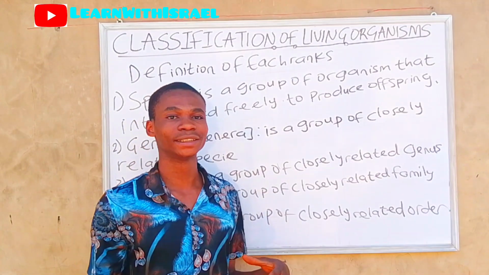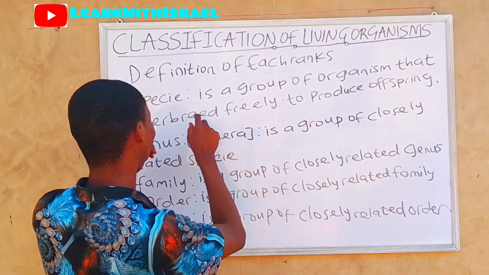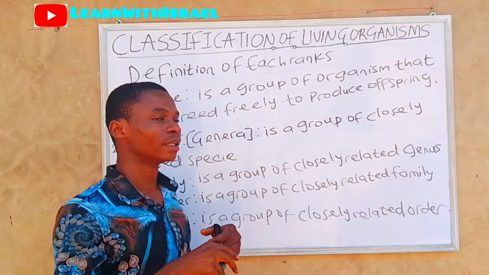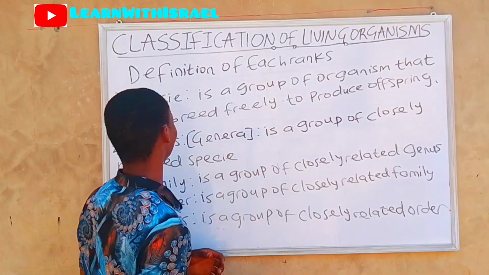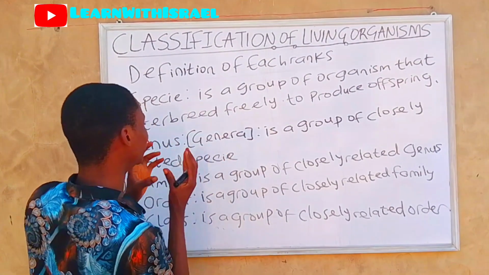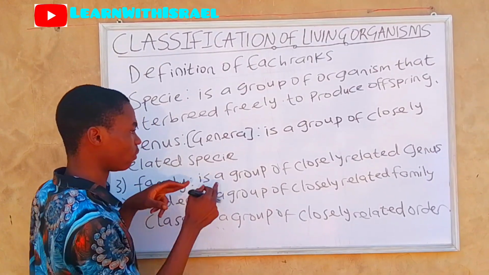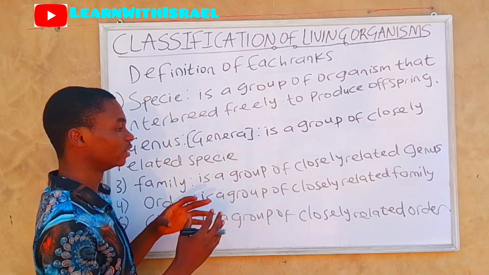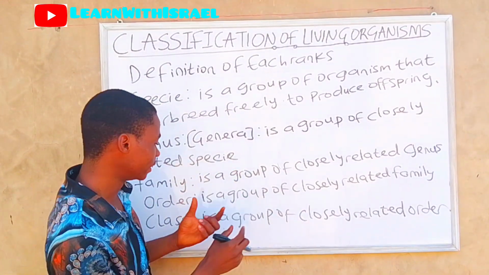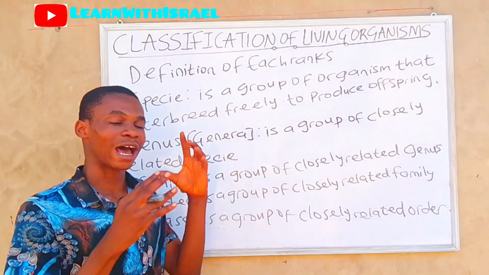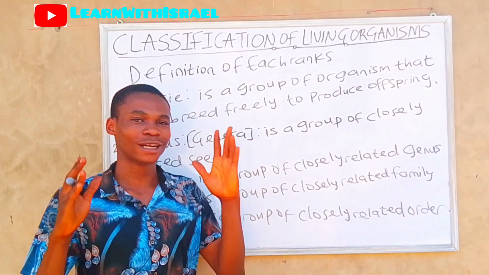Can anyone notice anything? Let me explain to you guys. Genus is a group of closely related species. So closely related species form genus. For family, closely related genera form family. For order, closely related families form order. For class, closely related orders form class. And the next one, which is phylum: closely related classes form phylum. And for kingdom, closely related phyla form kingdom. I hope you understand that now.